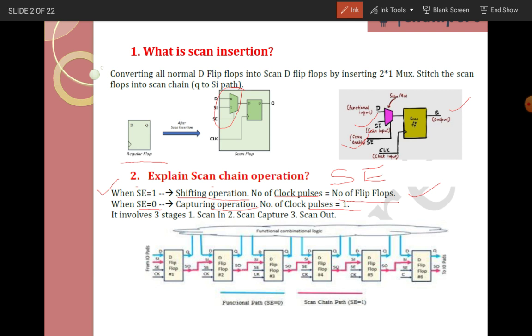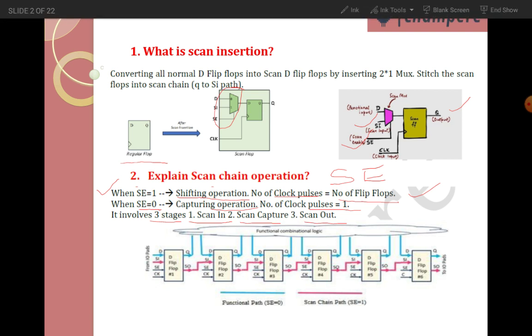Next one. Scan chain operation mainly involves three stages: scan in, scan capture, scan out. Data will be shifted in, data will be captured and data will be shifted out. These are the three stages of scan chain operation. Scan chain operation mainly depends upon the scan enable pin. Scan enable equal to 1 is the shifting operation, where the number of clock pulses is equal to the number of flip flops. When scan enable is equal to 0, it is the capturing operation, the number of clock pulses is equal to 1, only one pulse is required irrespective of the number of flip flops.